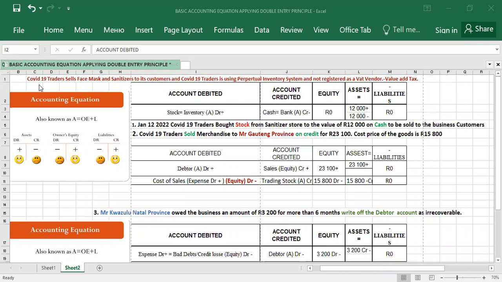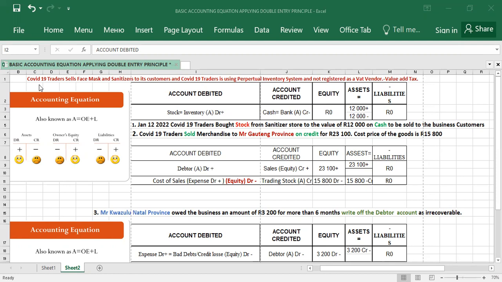We are still applying the double entry principle. What does the double entry principle say? The double entry principle says for every debit, there must be an equal credit, and for every credit, there must be an equal debit. It means if the first account is being debited, the second account must be credited.